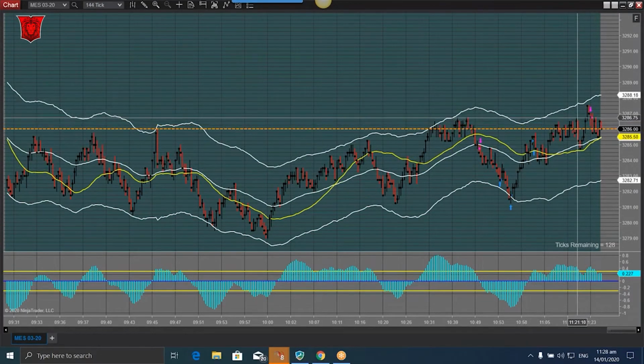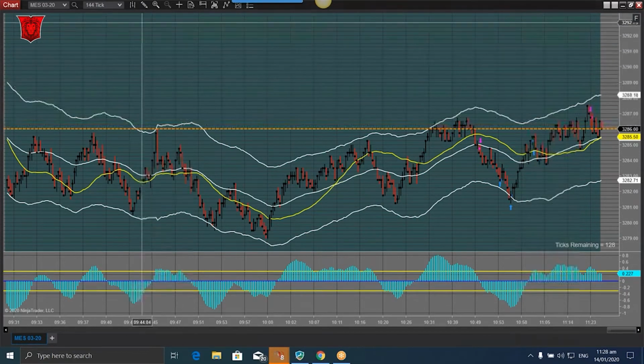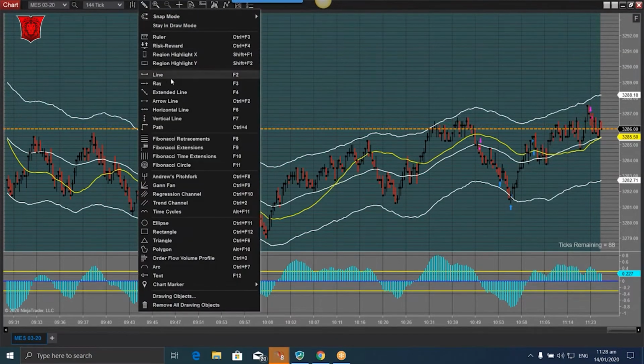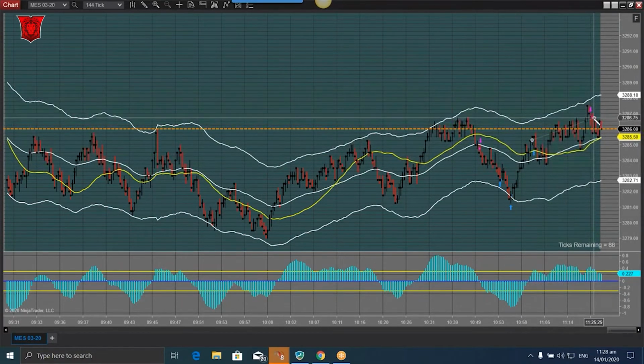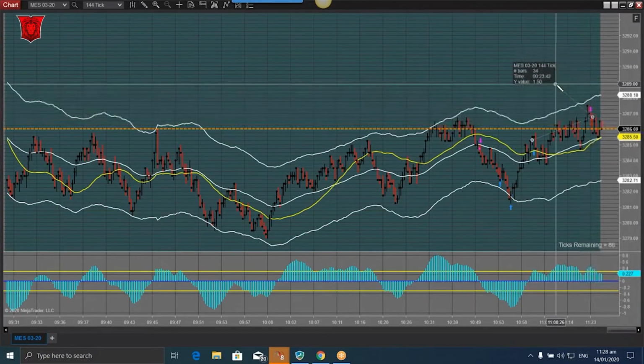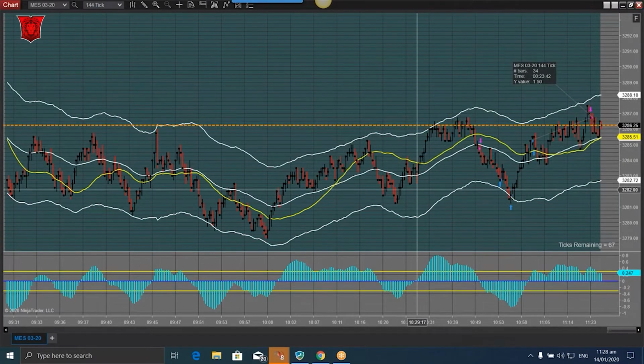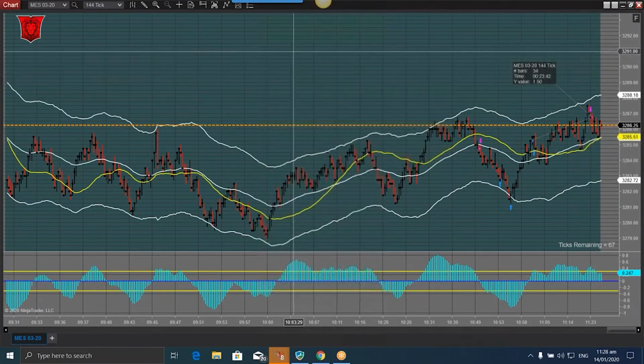I was able to manually close it here, which is approximately what? I think it's 1.25, right? Or 1.5. Yeah, there it is. So basically six ticks, which is actually pretty good.